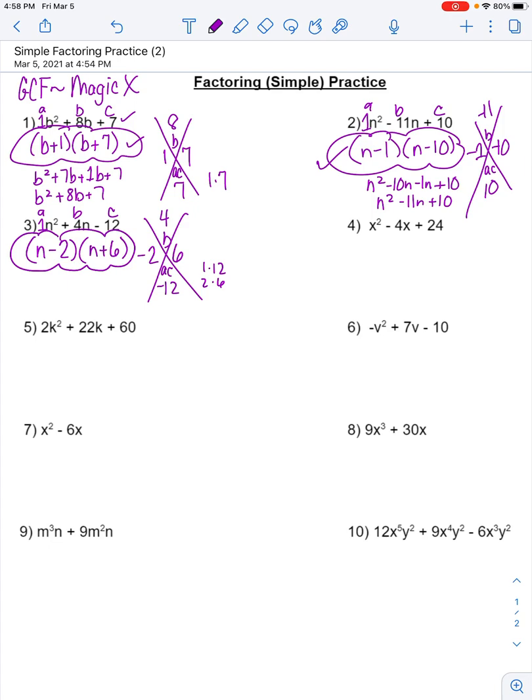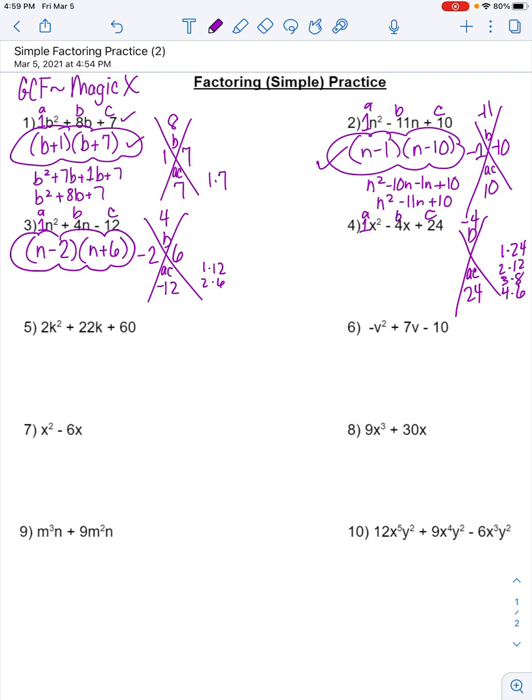So look at number 4. I do not see a common factor I can factor out, so I'm going straight to magic X has your back. So A is 1, B is negative 4, C is 24. So I'm going to write negative 4 up here, and 1 times 24 is 24. My factors of 24 are 1 times 24, 2 times 12, 3 times 8, 4 times 6. Let's see, have I missed anything? 1 times 24, 2 times 12, 3 times 8, 4 times 6.